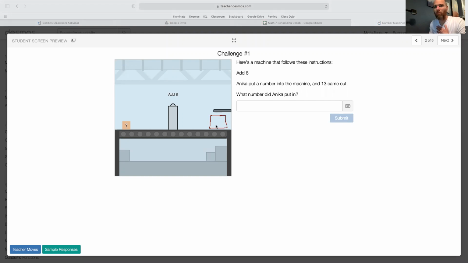So our output, 13, it says 13 came out. And so this number here is going through the machine, 8 is being added to it, and then 13 comes out. Well, what we have here is an equation that says: question mark plus 8 equals 13. If we were doing it mathematically, we would use a variable instead of a question mark, probably an x, that's what we tend to use a lot. So really what we have here is x plus 8 equals 13.